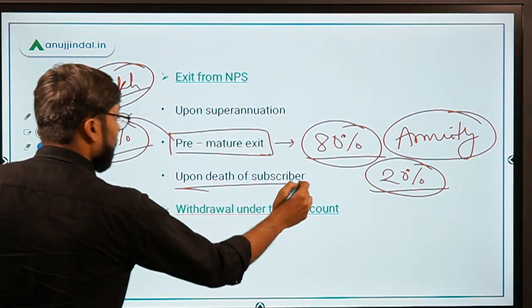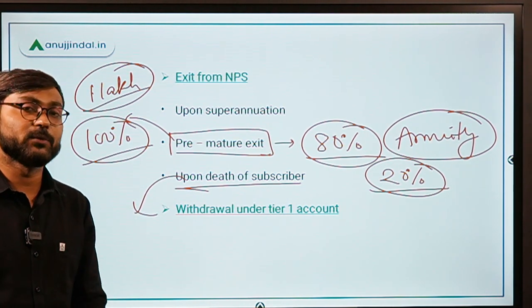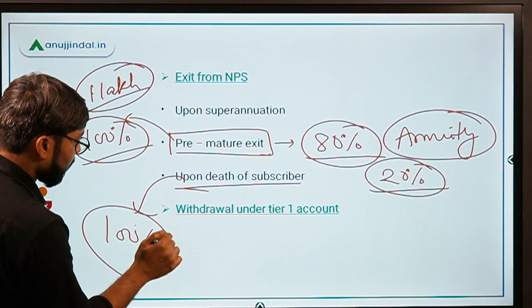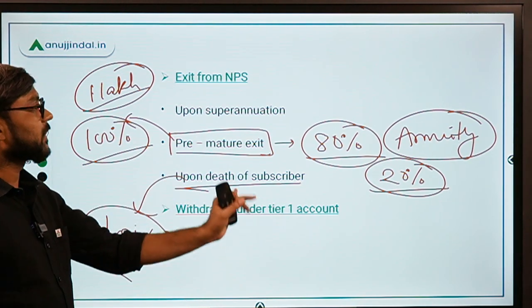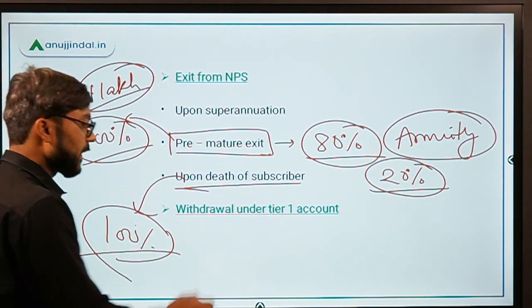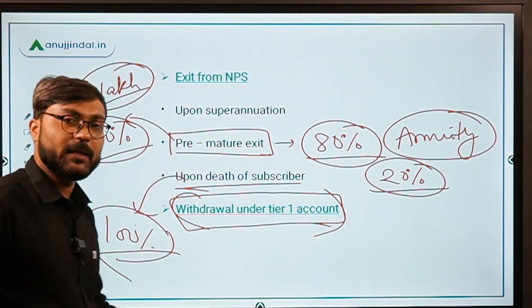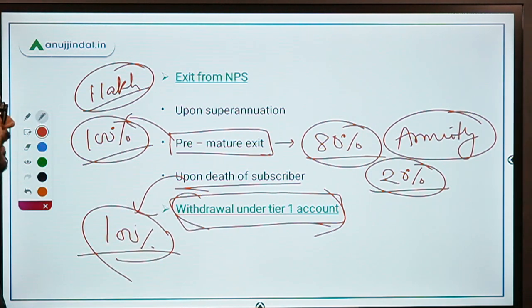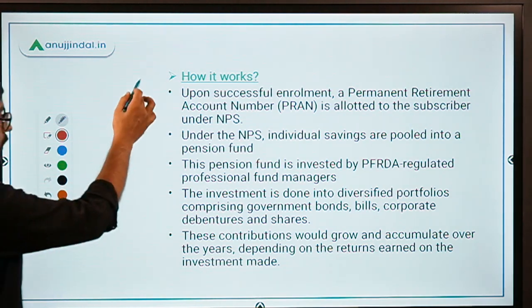Okay, and now upon death of the subscriber, what will happen is that whatever accumulated fund there is will be provided to the nominee. Okay, 100% accumulated fund will be provided to the nominee. So I hope guys, these exit provisions are absolutely clear, and the withdrawal provisions under the tier 1 account, I have already told you during the tier 1 account explanation. So I hope guys, this is clear, and now let's talk about how this NPS works.